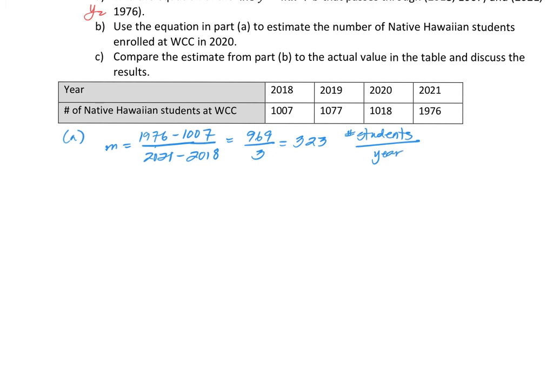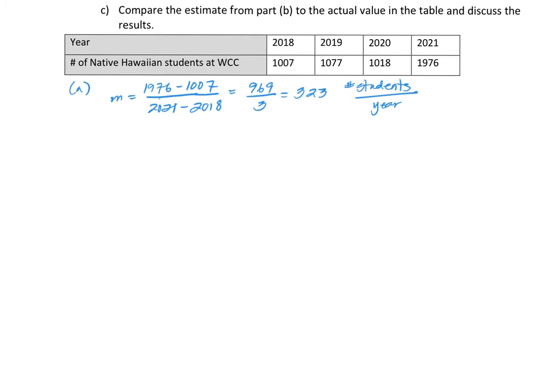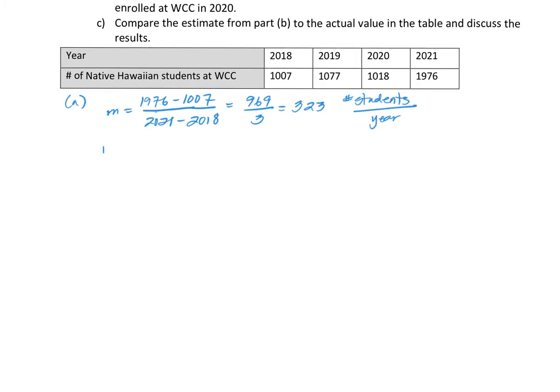We have our slope. Now we need the equation of the line. I have 2 points, so I'm just going to start out with the point slope form and then get rid of parentheses and all that stuff to get down to the slope intercept form. That's usually my method of choice. So we have y minus, our y sub 1 is 1007, is equal to m, which we found to be 323, times x minus 2018.